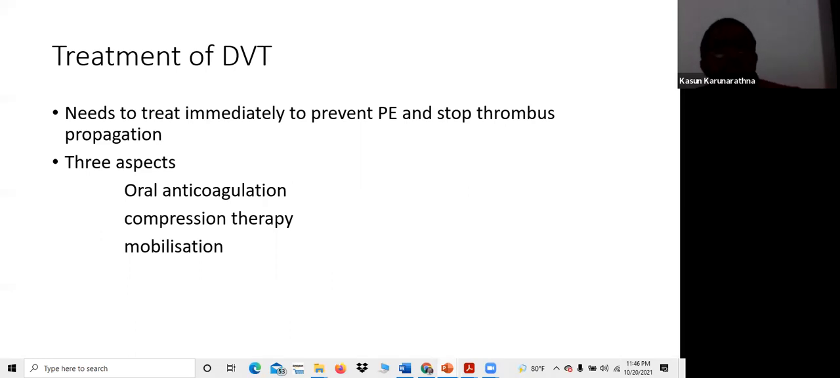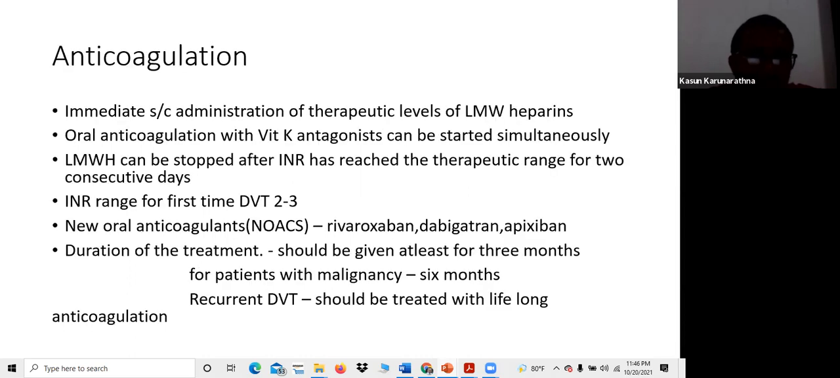Treatment of DVT needs to be immediate to prevent pulmonary embolism and stop thrombus propagation. 3 aspects: anticoagulation, compression therapy, and mobilization. Anticoagulation: immediate subcutaneous administration of therapeutic levels of low molecular weight heparin. Oral anticoagulation with vitamin K antagonists, warfarin.